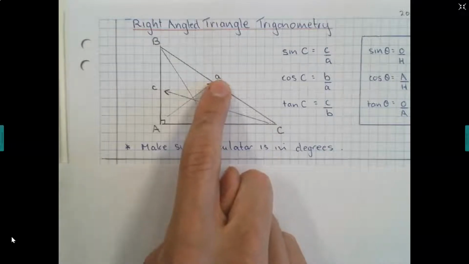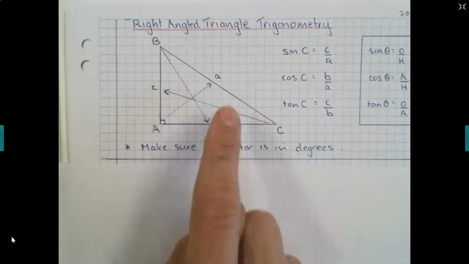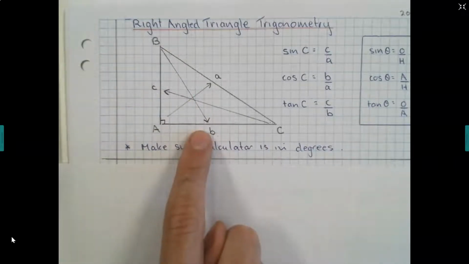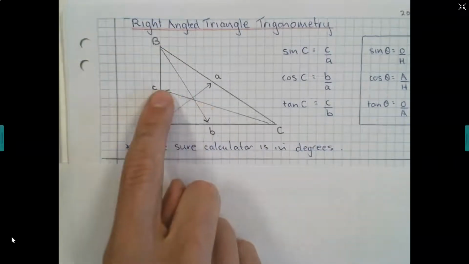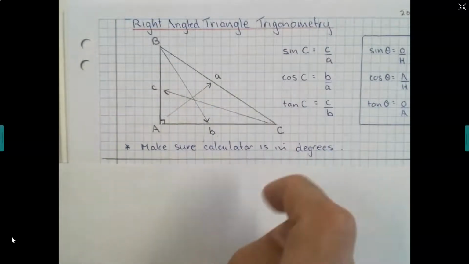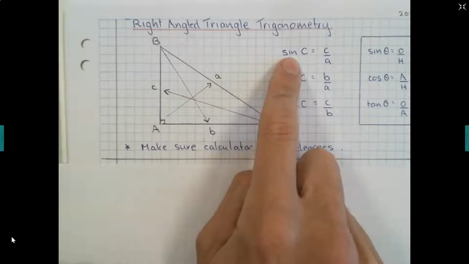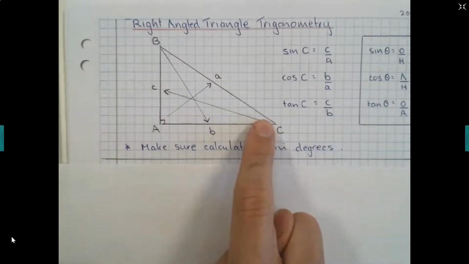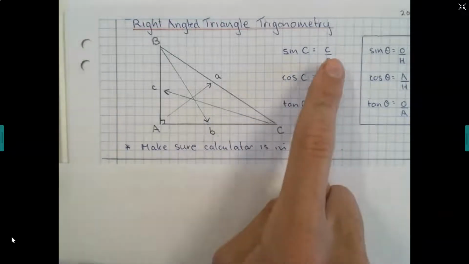length a. Notice that it's a lowercase a. If we have angle B here, then our side length here is lowercase b, and then for C we have lowercase c for the side length. And we know our three trig ratios, so sine of C, so sine of this angle is opposite over hypotenuse, which is going to be c over a.